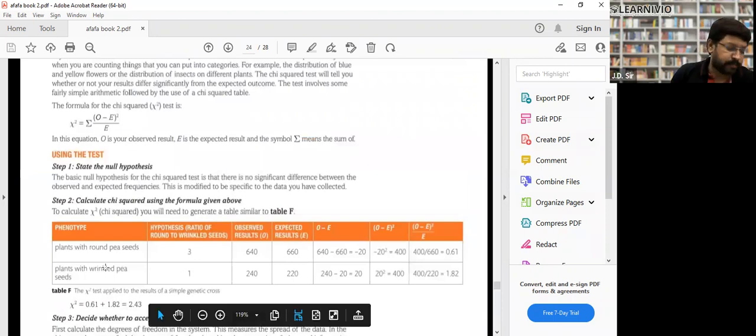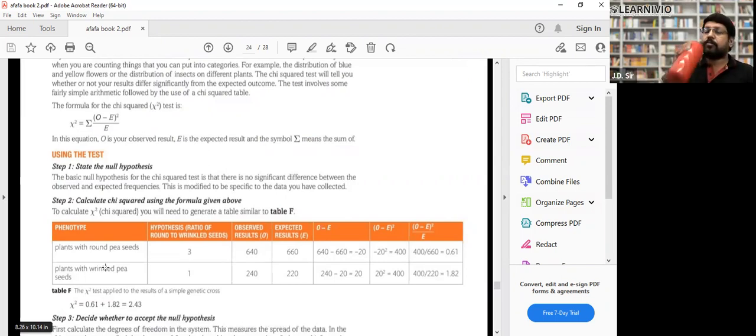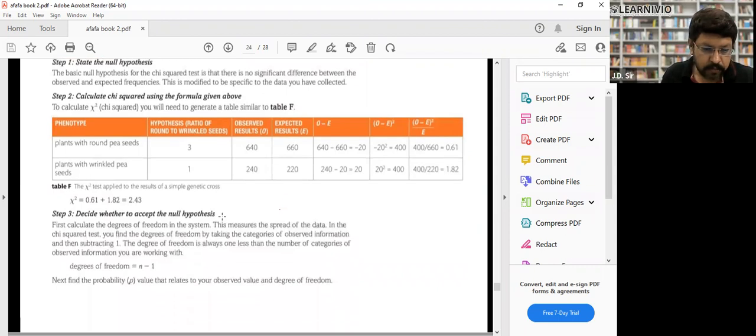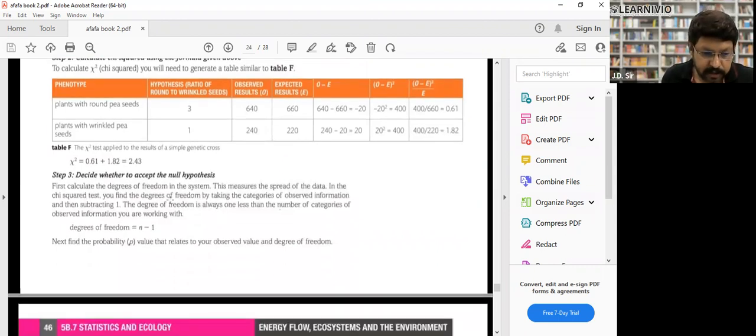give me one second. Okay. Now what is the n? Just minute. The first calculate the degree of the freedom of the system and the measure the rate of the degree of freedom.